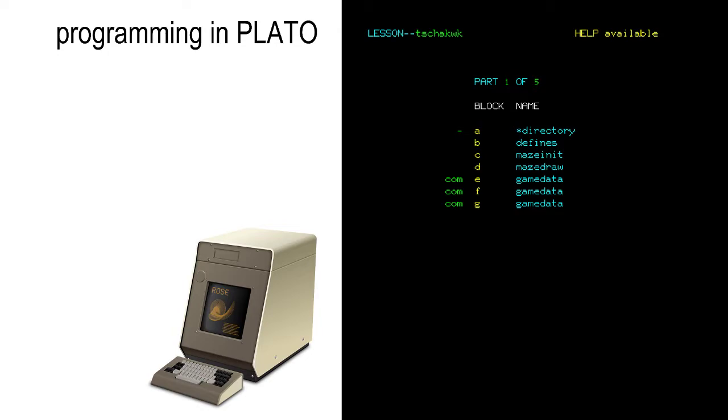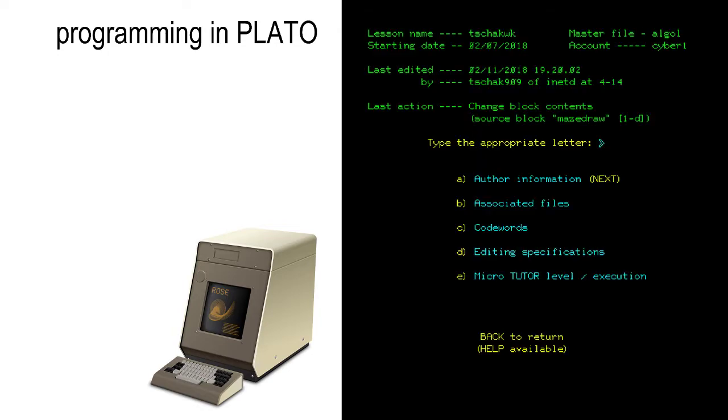So if we press one of the letters here, we see one of the subsections. We'll go into the directory, which is the metadata for the particular lesson, and we see a lesson name, when it was started, the master file that it was built from, the account that it was set on, when it was last edited, and the last change that was made, and where that change was made.